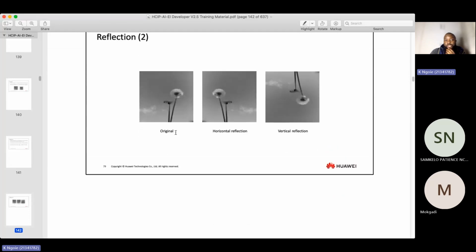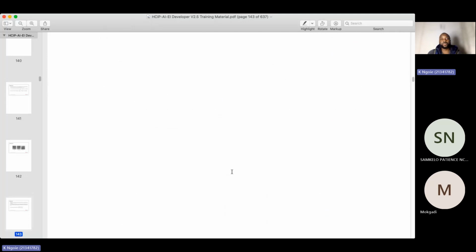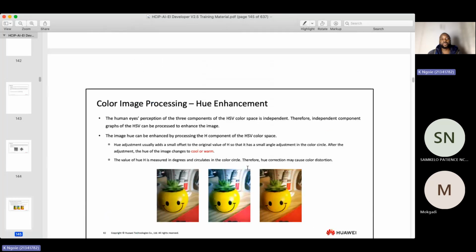We have an original image here, and then a horizontal reflection, which means we flip it around the vertical axis, which is the y-axis. In this case, we have a vertical reflection. It means we flip it around the horizontal axis or the x-axis. And this is a diagonal reflection.